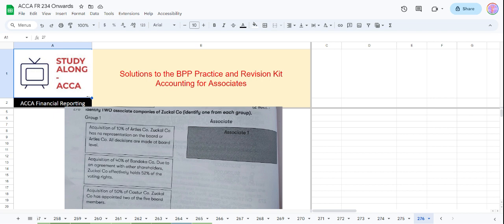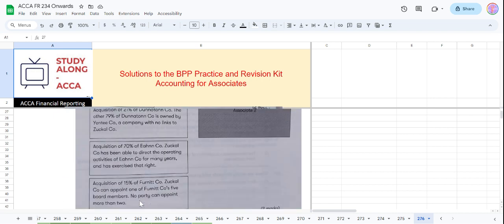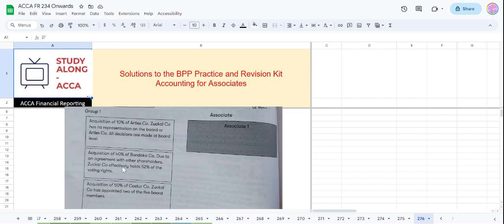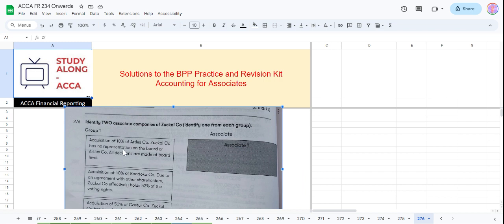And in the second one, this has 21%, 70%. But the thing is, it has this ability to direct the operating decisions. In this case, okay, let's read one by one and let's see. So in group one, let's look at it a little more closely, although I understand what should be the answer.